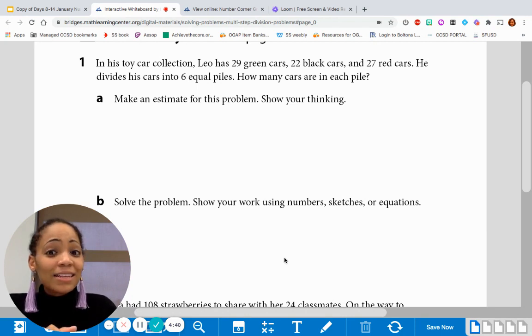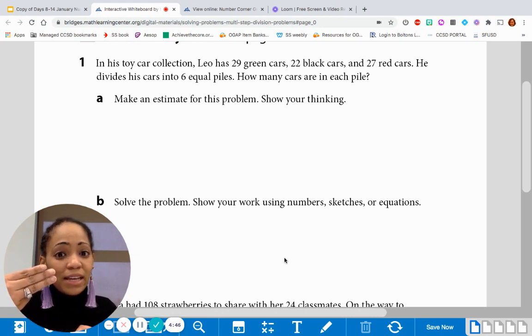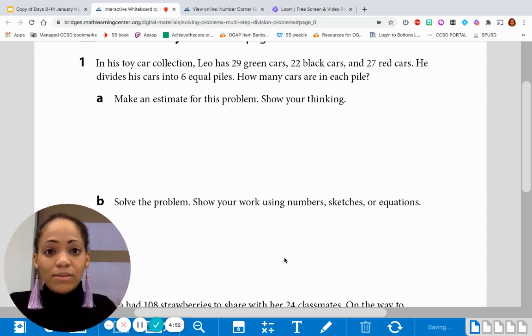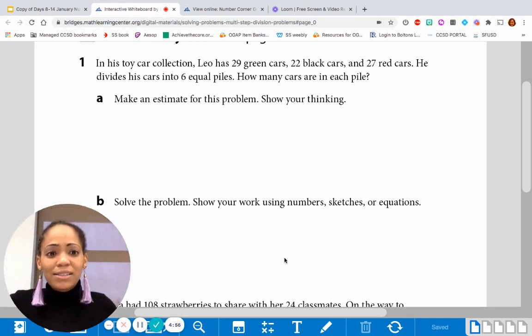Did you recognize it as a 2-step word problem? Because we have 29 green, 22 black, 27 red. So we need to find out how many cars in his collection. That's addition. Then we got to put it in 6 piles. So what operation is it when you're trying to put something into 6 piles?